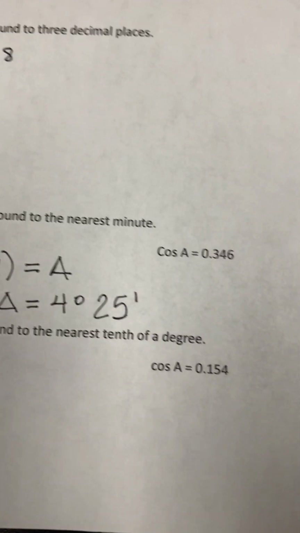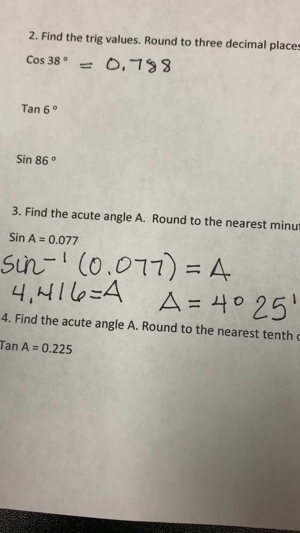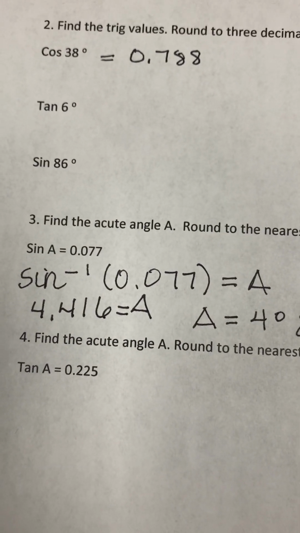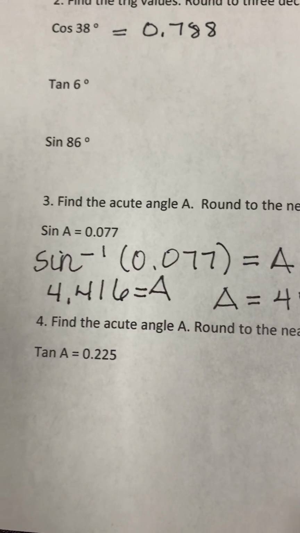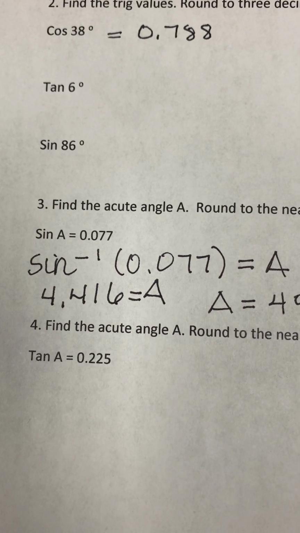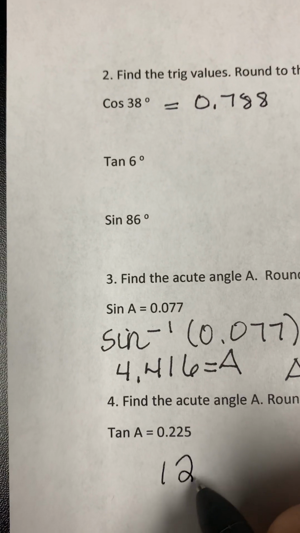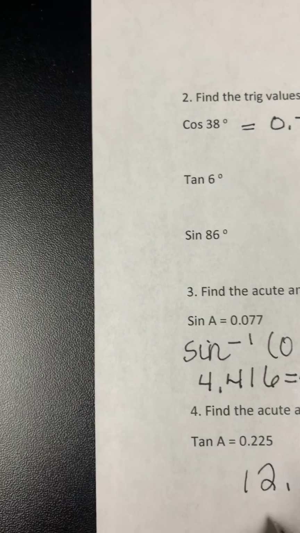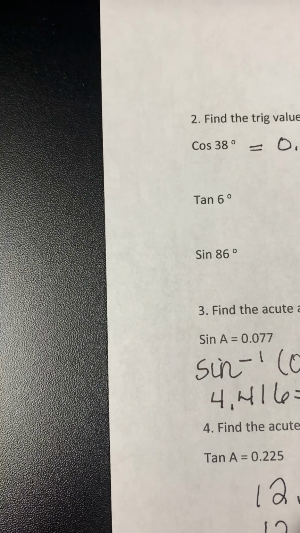Okay, you do the same thing with the cosine, and then in the second part, rounding to the nearest tenth of a degree, you don't need to convert it, you just leave your answer there. So let's do tangent inverse of 0.225, and that would just be 12.7 degrees.